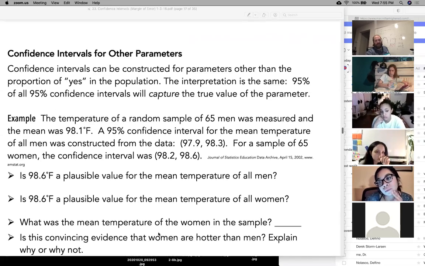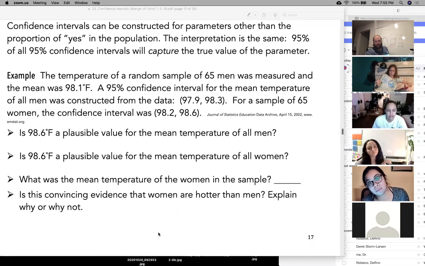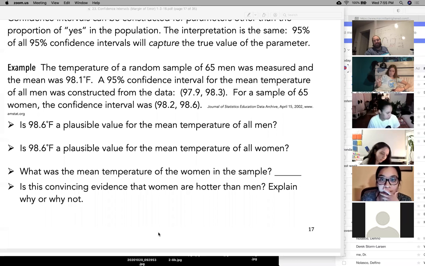Now, we can do confidence intervals for things besides proportions. We can do it for means as well. For example, the temperature of a random sample of 65 men was measured and the mean was 98.1 degrees Fahrenheit. A 98% confidence interval for the mean temperature of all men was constructed from the data, and they got 97.9 to 98.3. That was the confidence interval for men. For a sample of 65 women, the same thing was done, and their confidence interval was 98.2 to 98.6.